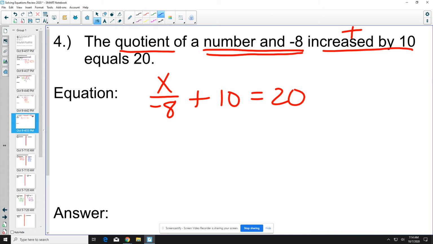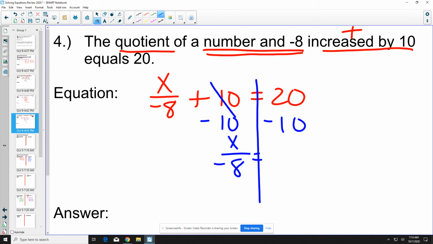All right, let's solve it together. Draw your line where the equal sign is. First step is always add or subtract. What do you think the first step is? -10. Good. So you're going to subtract 10 to get x over -8 equals 10.